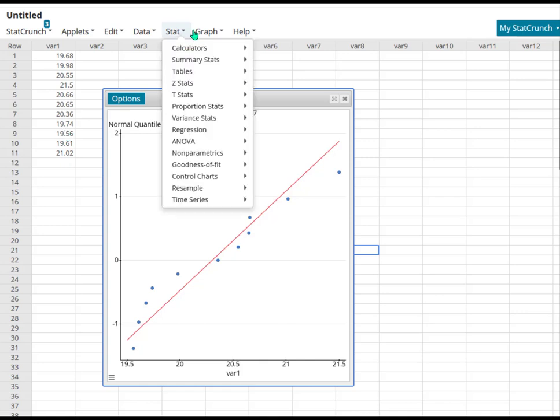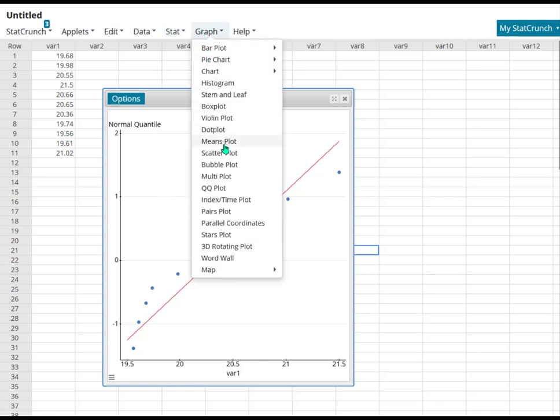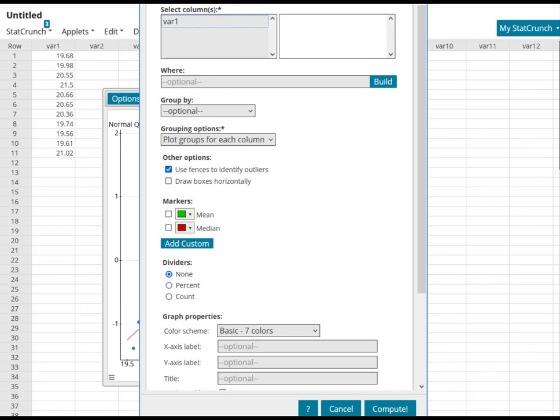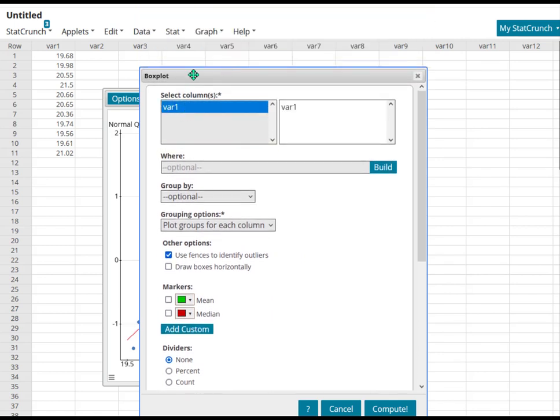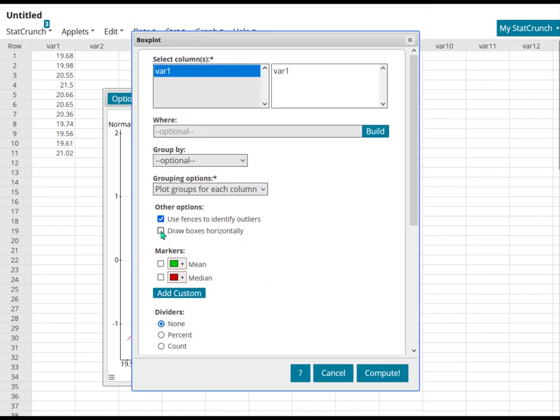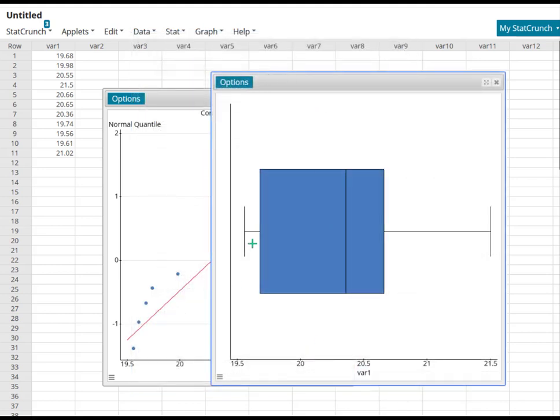But visually, if you'd like to see it, we can do a box plot. And so we would just do our column, and I'll go ahead and draw the boxes horizontally. What I'm looking for is any outliers. Outliers would be if there were dots on the side of this, like they're too far off. So I'll show you really quick what an outlier would look like.